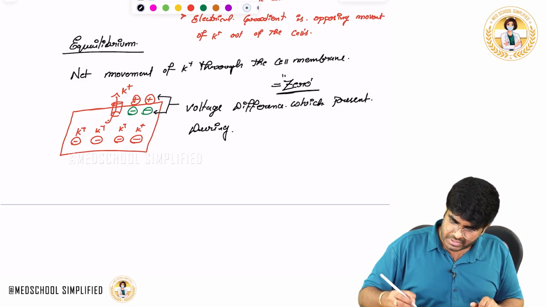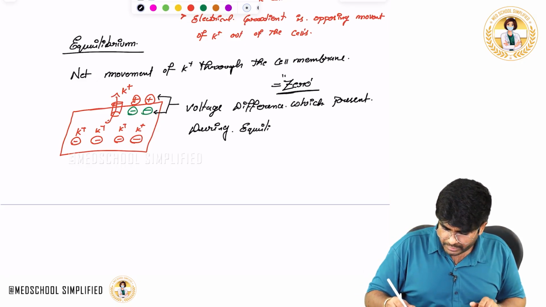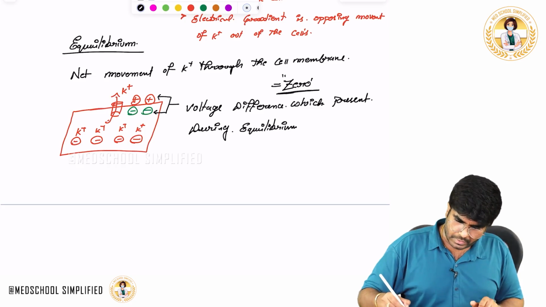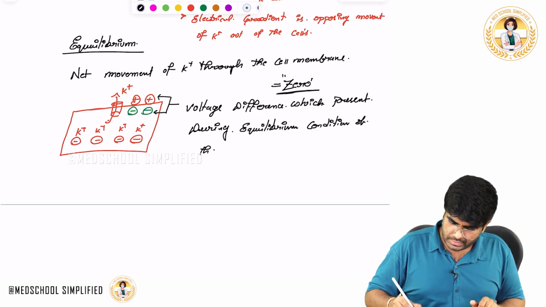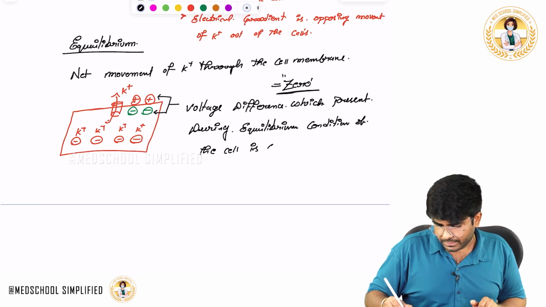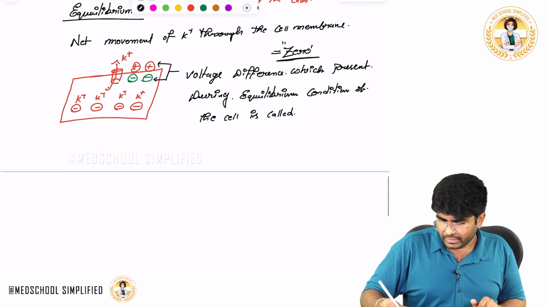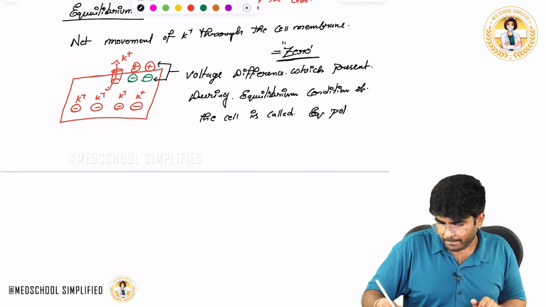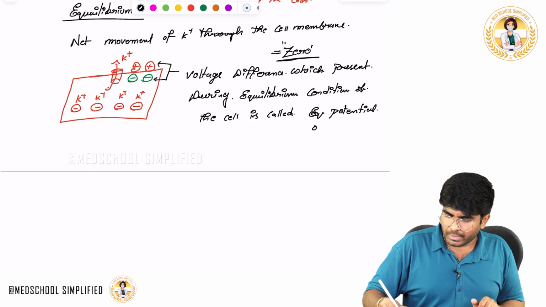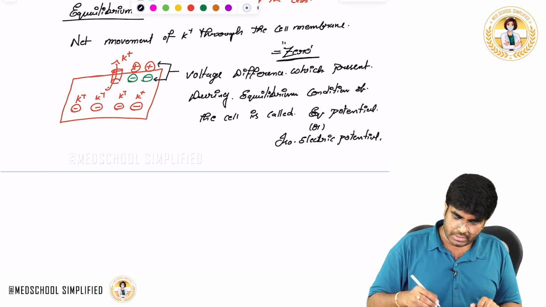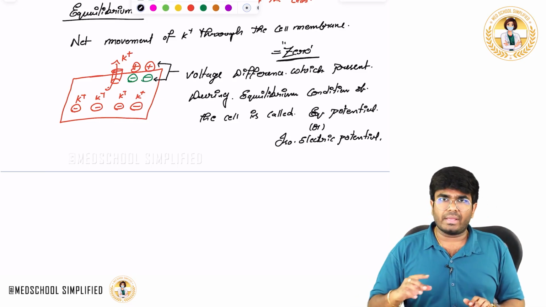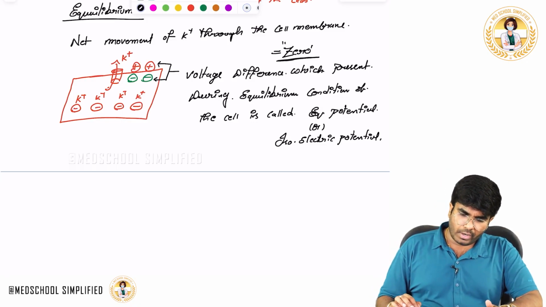So the voltage difference which is present during the equilibrium condition of the cell is called equilibrium potential, or isoelectric potential, of the cell or ion. Okay, equilibrium potential. Now what I want you to know is how to calculate the equilibrium potential.